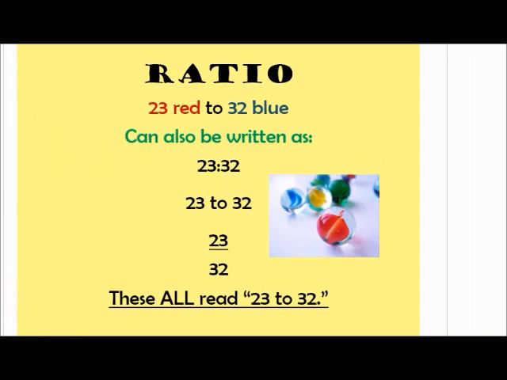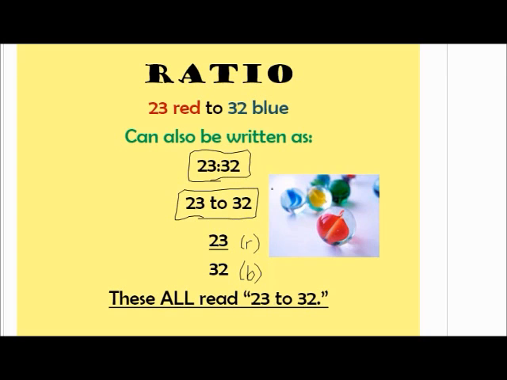So we wrote 23 red to 32 blue. It can also be written as 23 to 32 with a colon. You can write the word to, T-O, 23 to 32, or you can set it up as a fraction, 23 over 32. Now, we were asked to find the ratio of red to blue, so we're going to put red on top of this fraction. So we would put the red number here and the blue number on the bottom. Each one of these, no matter how you write the ratio, they are all read 23 to 32.